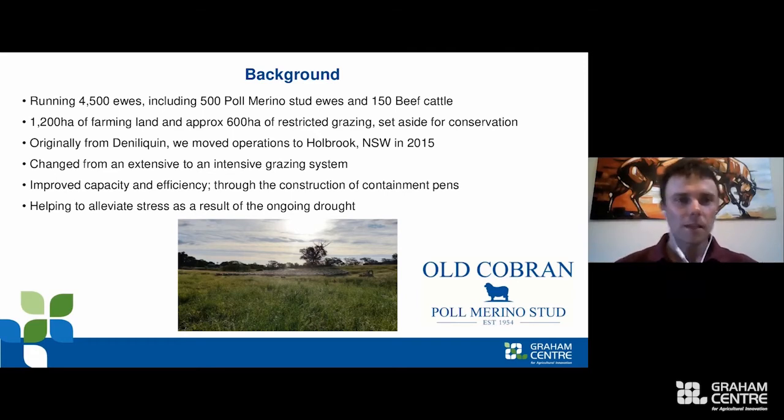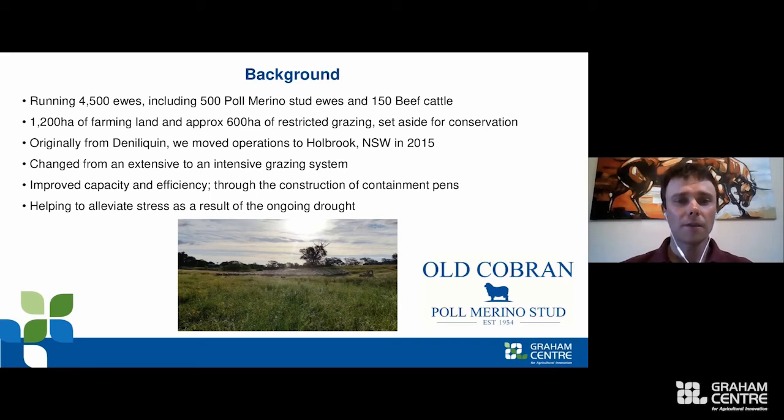Our property is about 1,200 hectares of farming land and approximately 600 hectares of restricted grazing land set aside for conservation with a covenant. We're originally from Deniliquin, but moved our operations to Holbrook, New South Wales in about early 2015. And we've gone from a rather extensive grazing system to a much more intensive system in a higher rainfall zone.